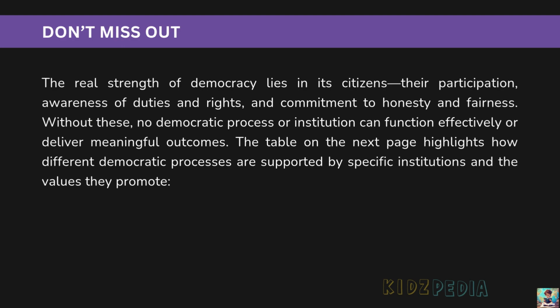The real strength of democracy lies in its citizens, their participation, awareness of duties and rights, and commitment to honesty and fairness. Without these, no democratic process or institution can function effectively or deliver meaningful outcomes. The table on the next page highlights how different democratic processes are supported by specific institutions and the values they promote.